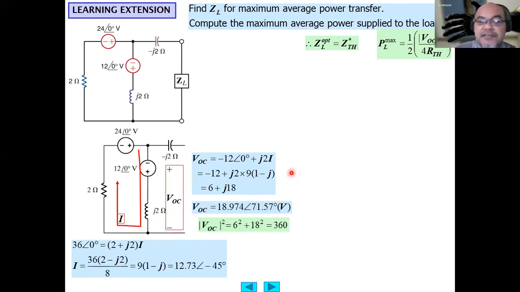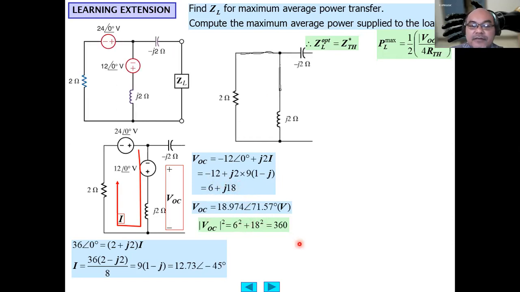Then we find the ZTH. So the VOC squared here is equal to this one, 6. This is calculated from here: 6 squared plus 18 squared equals 360.